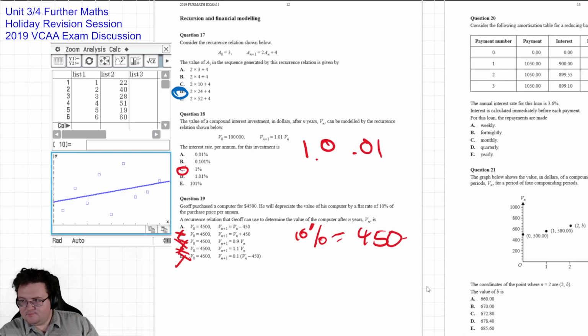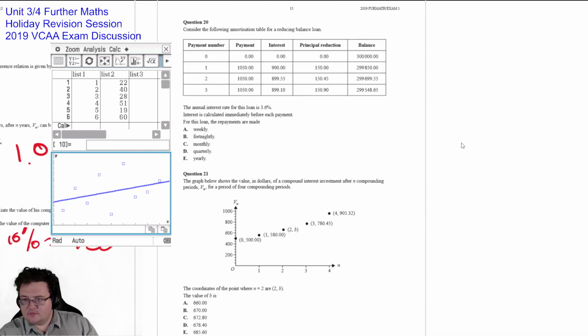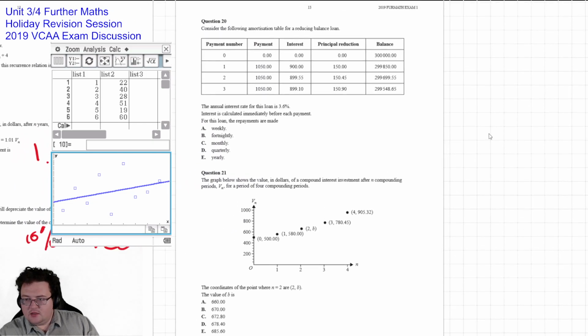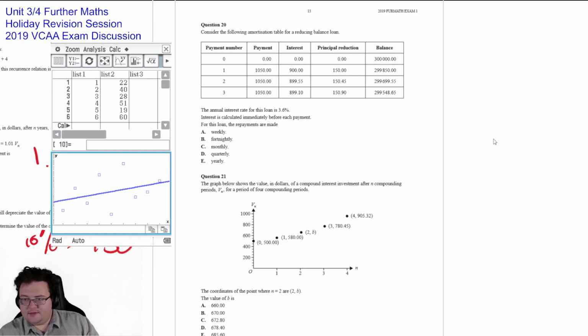Amortization table. The annual interest rate for this loan is 3.6%. The interest is calculated immediately before each payment. For this loan, the repayments are made how frequently?